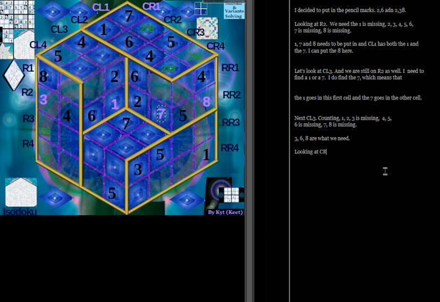Looking at column right 2, I spy a 6. This means that I can only put a 3 or an 8 here.